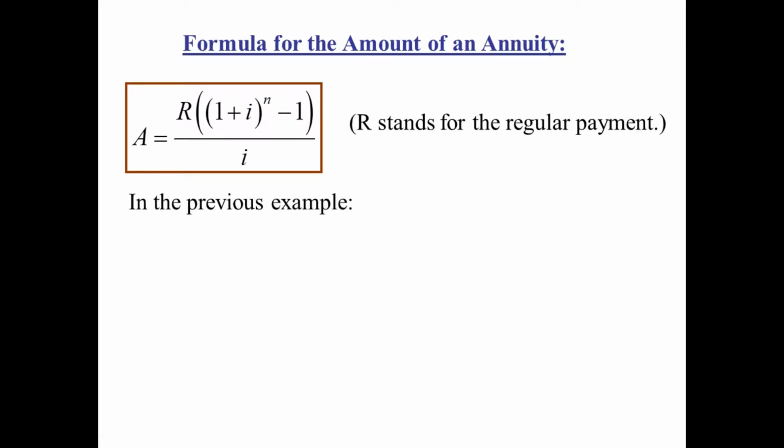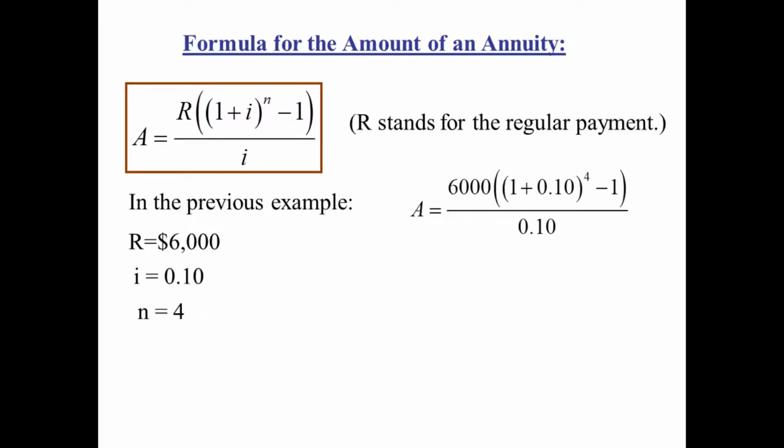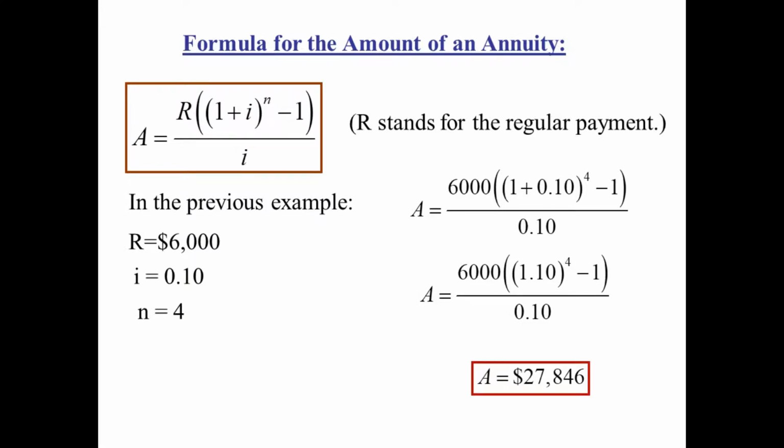And so we can lay them out from the previous example. R is the 6,000, R stands for regular investment, i is what it always is, and n is the number of investments. Plug them in and do it yourself on a calculator, and you'll find that yes, we get the same exact number, $27,846. But do it yourself.